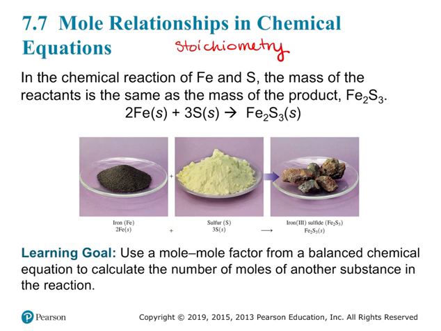So, in a chemical reaction, we know that we have to balance the atoms in the reactants with the atoms in the products. As an example, let's look at the reaction between iron and sulfur. That's going to form something called iron 3 sulfide, so Fe2S3. When we balance this equation, we'll end up with two iron atoms reacting with three sulfur atoms to produce one iron 3 sulfide compound. So, what we can do is use those ratios, 2 to 3 to 1, in calculations.